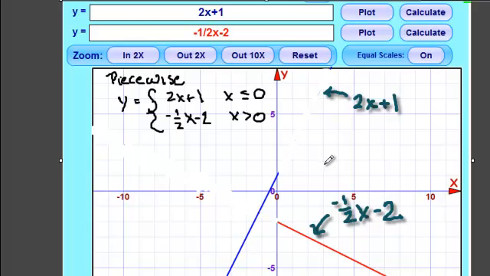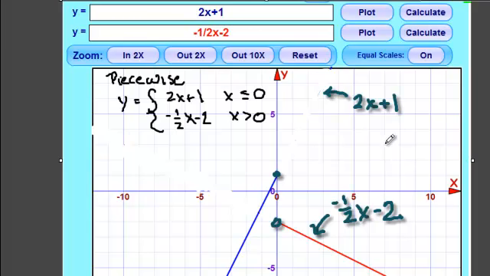Now I do need to put either an open circle or a closed dot. Looks like the 2x plus 1 has the closed dot, so that's this guy. I'll put a closed dot there. This guy has the open circle. And I have now graphed the piecewise defined function.